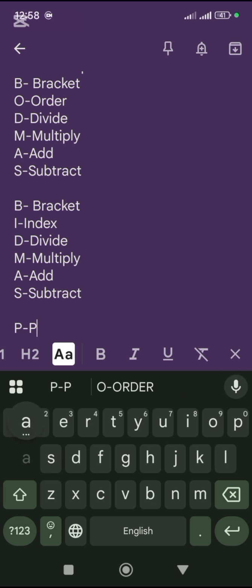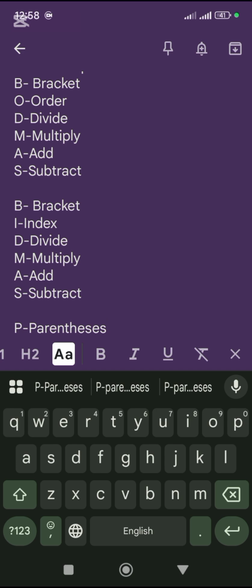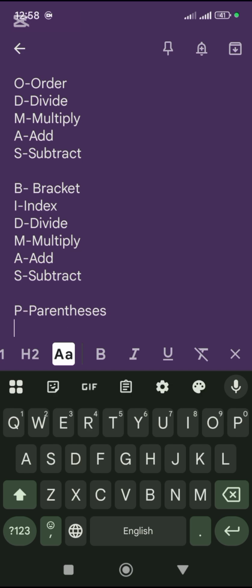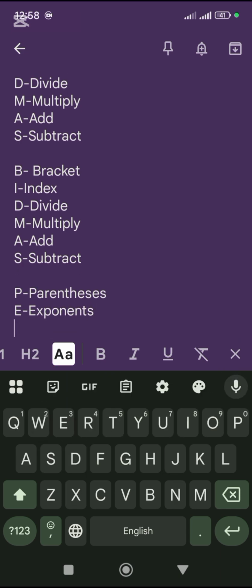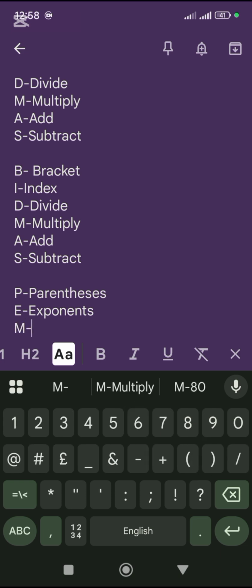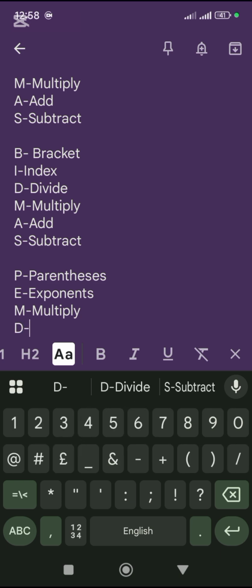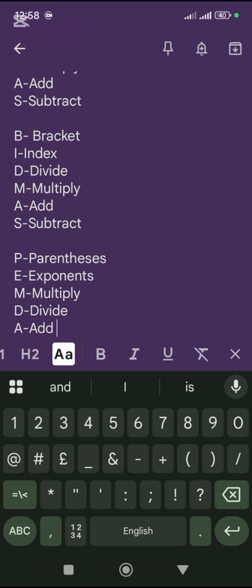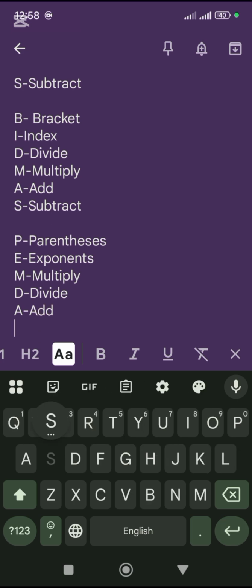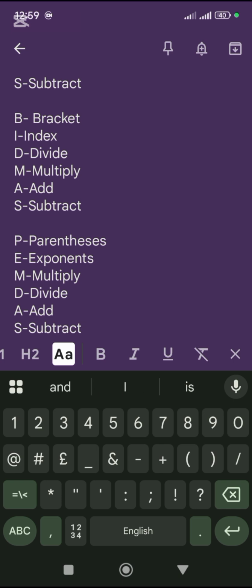And then we have PEMDAS. P stands for parentheses, E stands for exponents, M multiply, D divide, A add, and then S subtract. These are what the acronyms stand for.